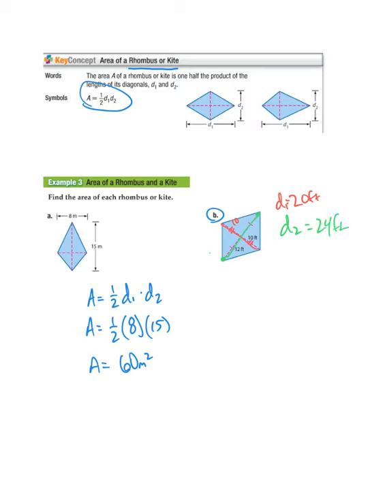So finding the area of this, 1/2 diagonal 1 times diagonal 2. So that's 10 times 24, or 240 feet squared. That's the area of that rhombus. Okay.